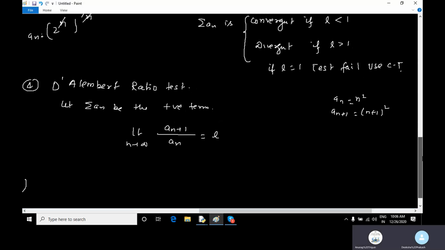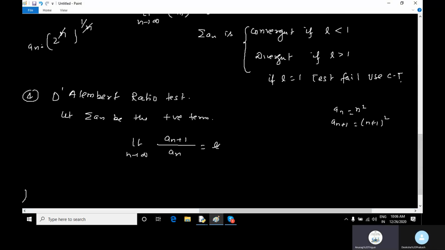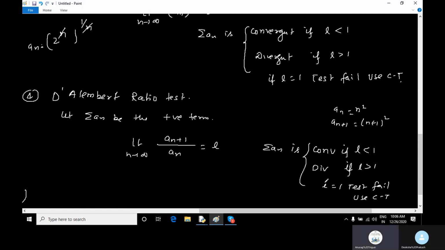Understood this? Yes. And if you got L here, the summation of a n is convergent if L is less than 1, divergent if L is greater than 1, and if L is equal to 1, then the test fails and you have to use the comparison test. Getting it? Yes. You don't need to remember everything, only the comparison test method. But this must be kept in mind, because only after that can you decide whether it is convergent or divergent.